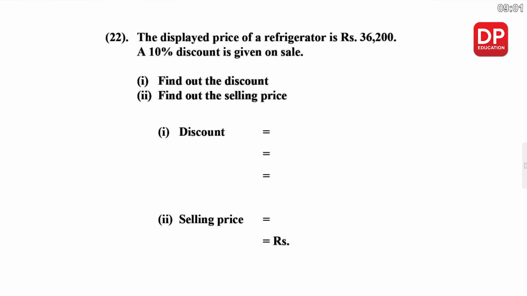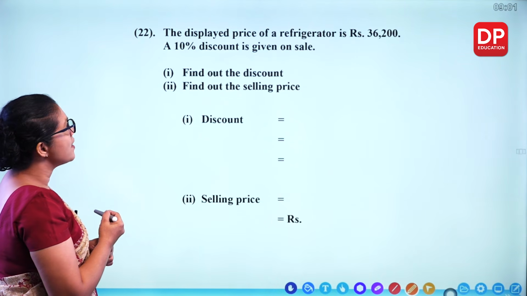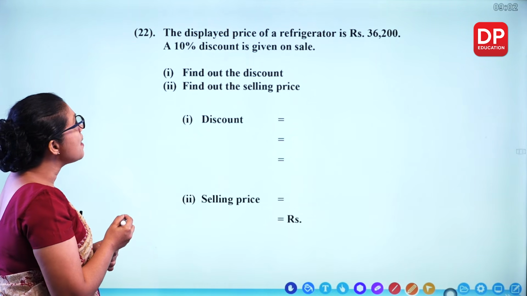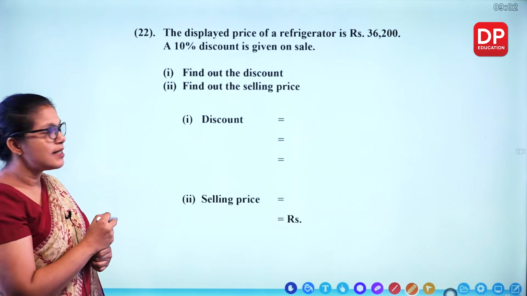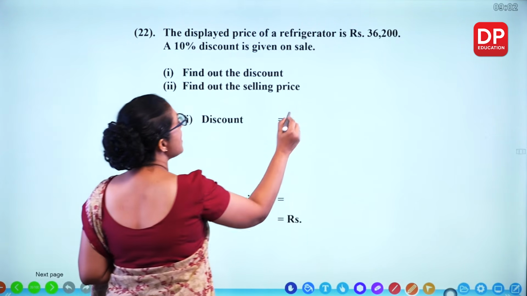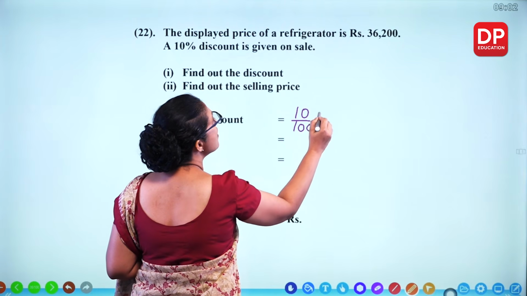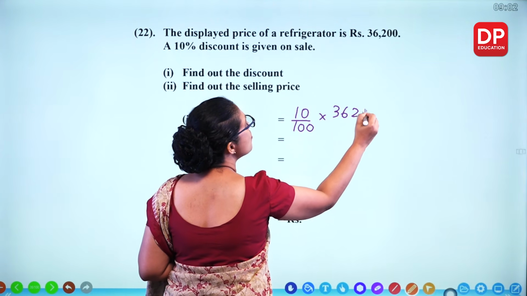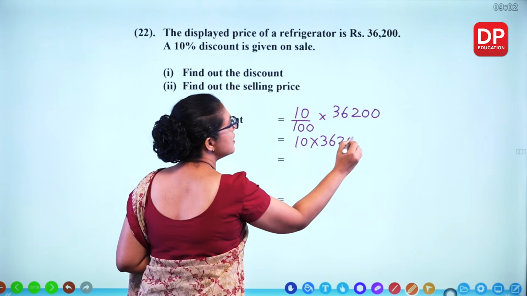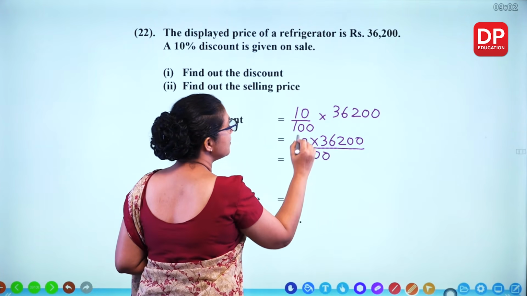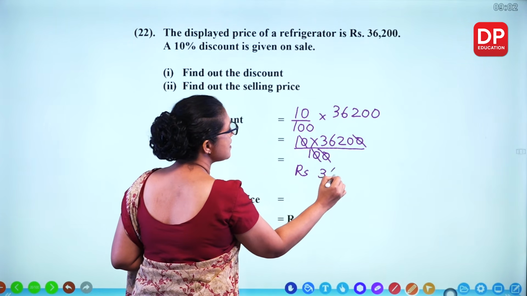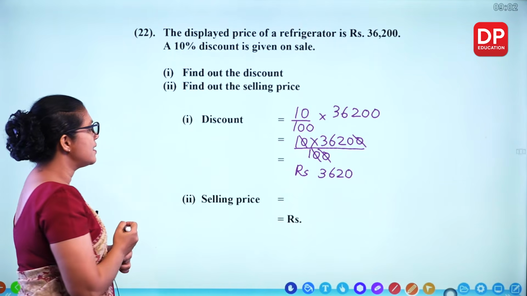Now we'll look at a question related to discounts. The displayed price of a refrigerator is 36,200. A 10% discount is given on sale. Find out the discount. So discount is 10% of 36,200. Multiply the numerator and divide by the denominator. You get 3,620 rupees as a discount.